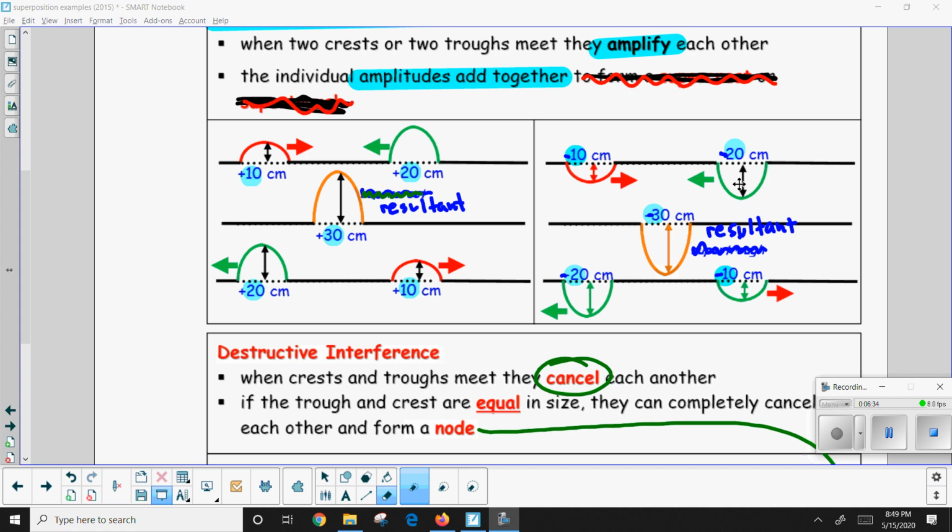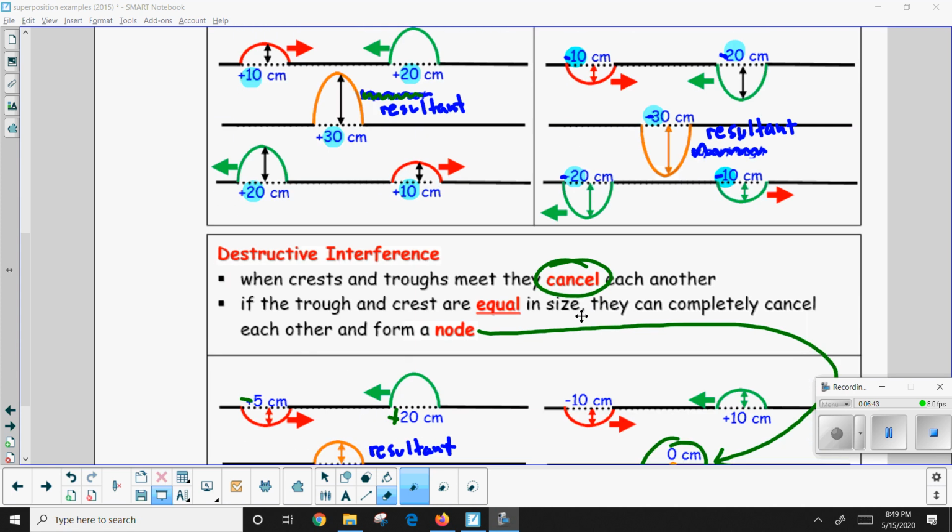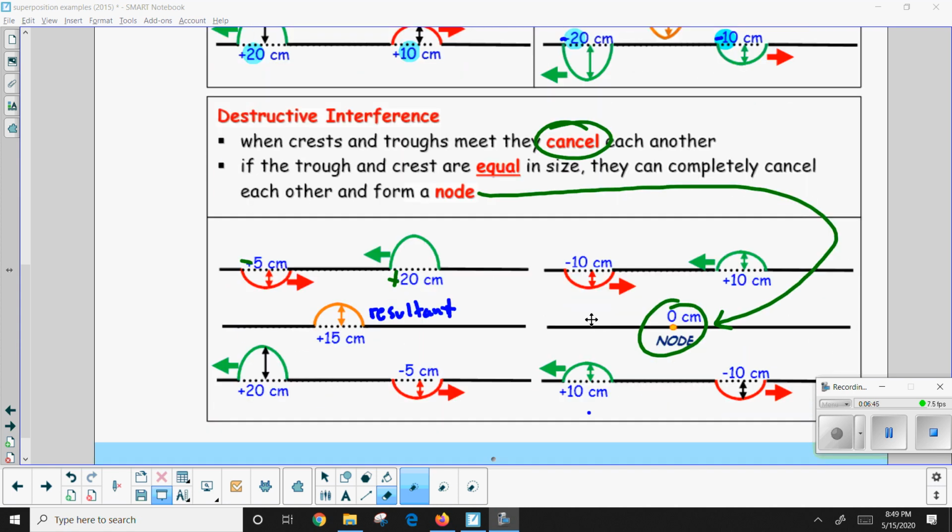What if they're both negative? Well, it just becomes more negative. You got negative 10, negative 20 gives me a negative 30. So here we've got a negative 30 resultant wave. Now, what happens when we've got this destructive interference? So again, please add the positives and negatives. So a positive amplitude meets the negative amplitude, and the resultant wave has an amplitude of 15. You simply add the two amplitudes together. Again, they pass through each other like nothing happened.